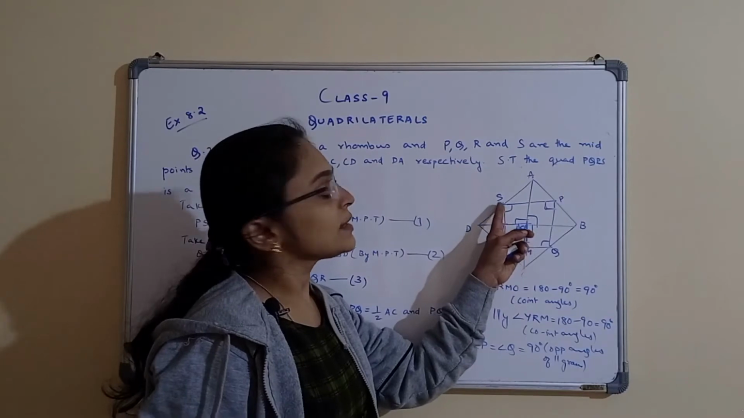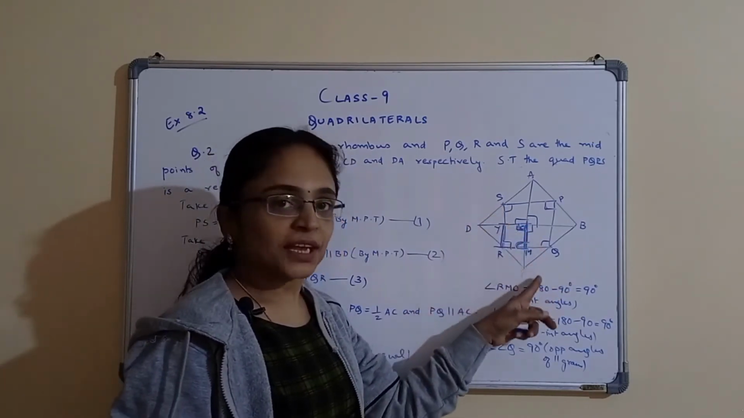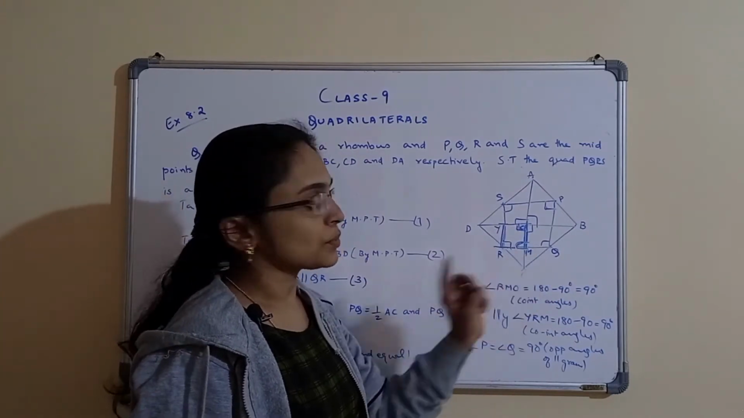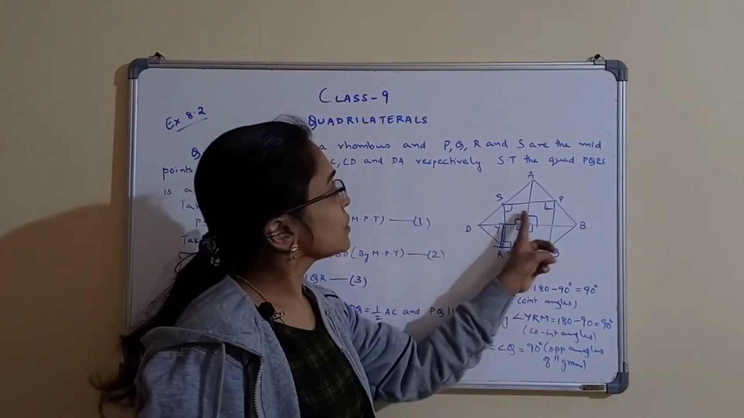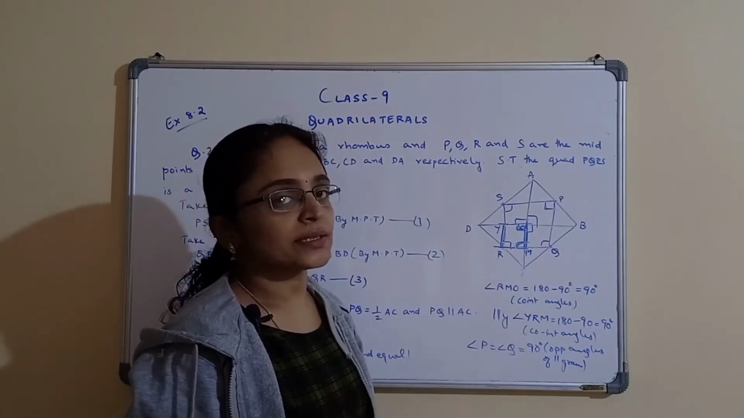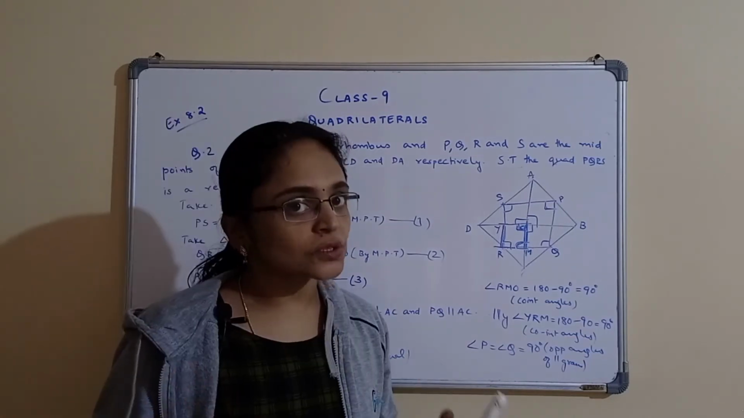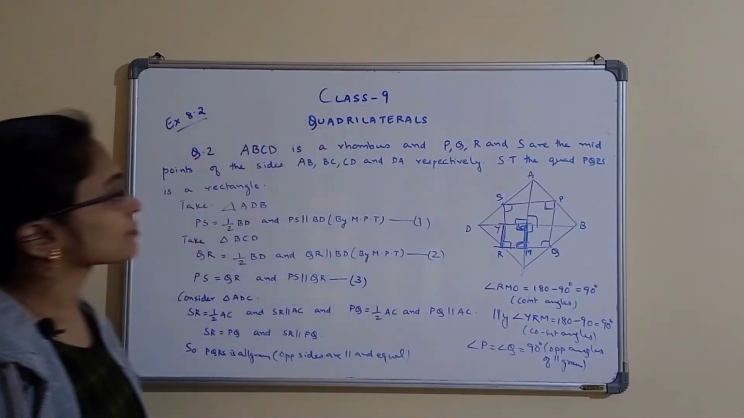Similarly, we can prove that this angle S is equal to 90 degrees, and from that we can say that this angle Q is equal to 90 degrees, which means all these angles are equal to 90 degrees. So this PQRS is a rectangle. Okay, understood? You can pause the video and note this down.